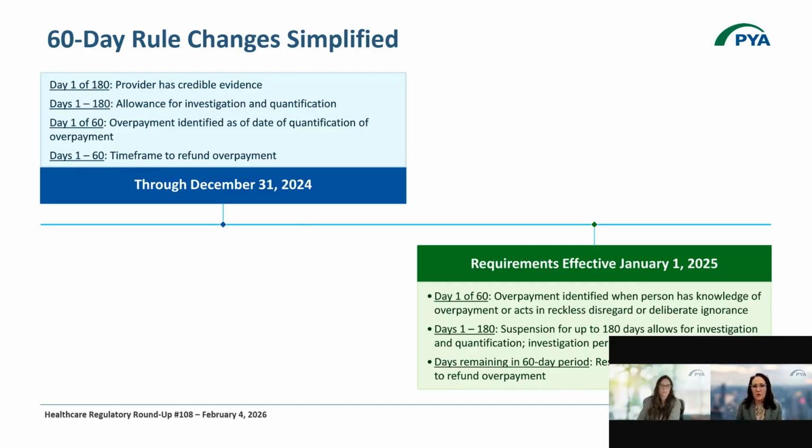That was the historical way we looked at it. Now we start day one by identifying that we have a potential problem. We have a knowledge of an overpayment. Now we need to determine, is this systemic?